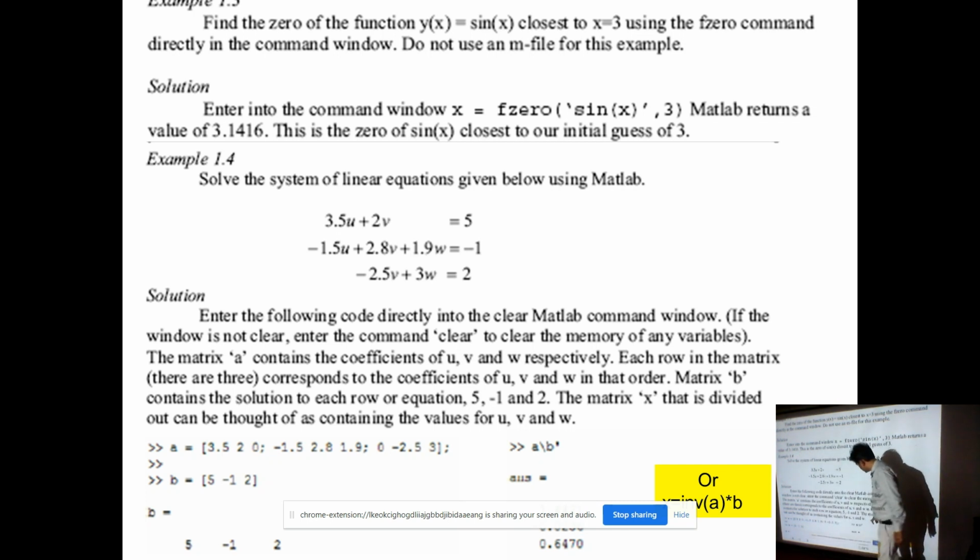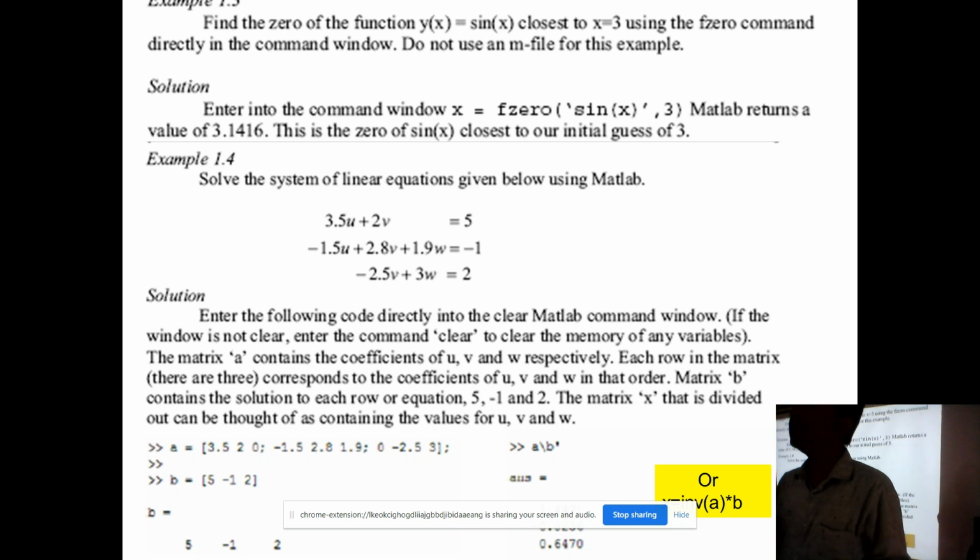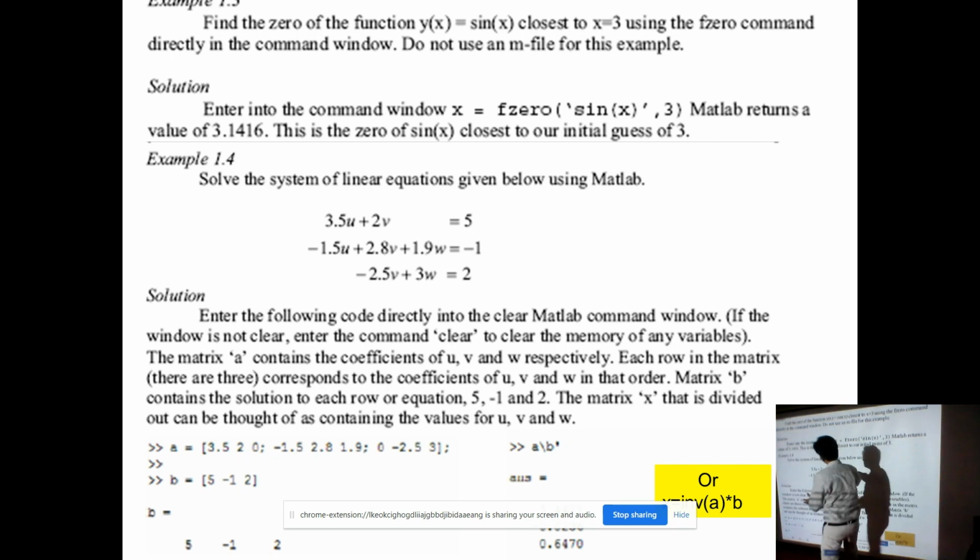Now what is X? A inverse B. Simple. Inverse of A into B. How to find the inverse? INV, because for inverse MATLAB has a function called INV. So INV of A into B will give you the answer. So how many equations may be given? No issue. Just write the equations in the form of A and B. A will be the coefficient matrix, B will be the right-hand side constants. Find out A inverse into B.